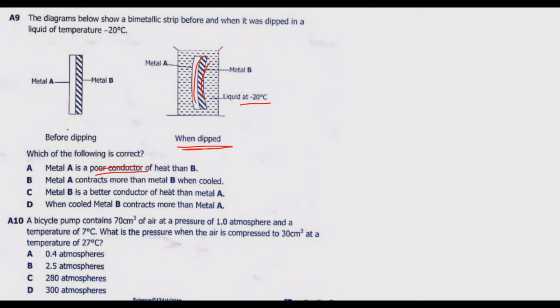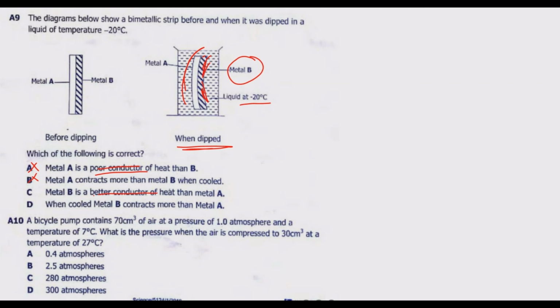Then B, metal A contracts more than metal B. So which one is contracting more? Metal A is contracting less, that's why it's bending in this direction. So B is contracting more than metal A, so this cannot be true. So B is incorrect, and A. Then C, metal B is a better conductor of heat than metal A. We cannot tell from this, just like in the case of hair.